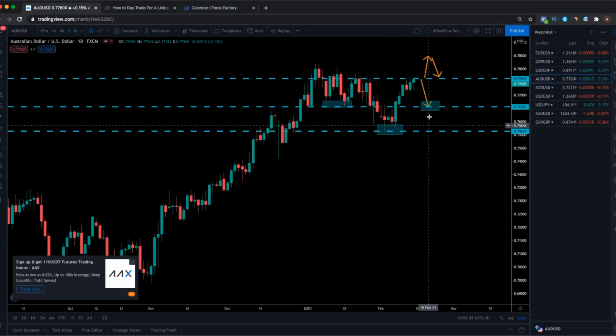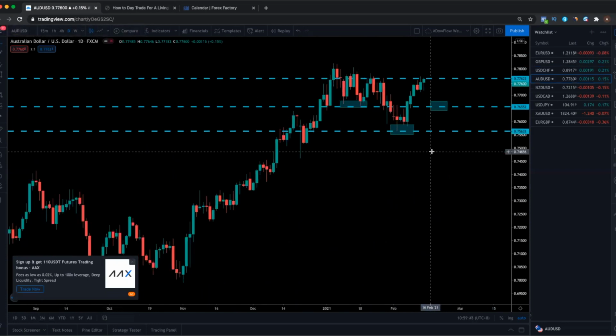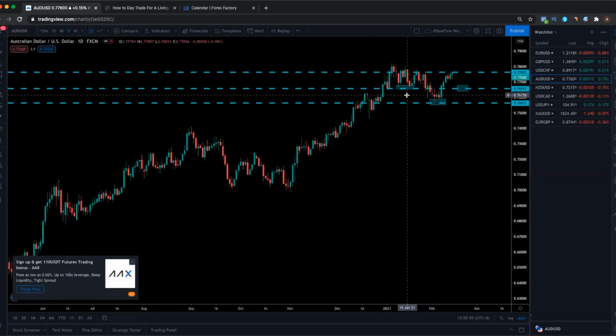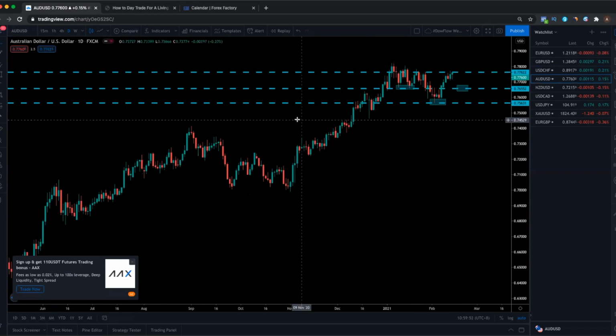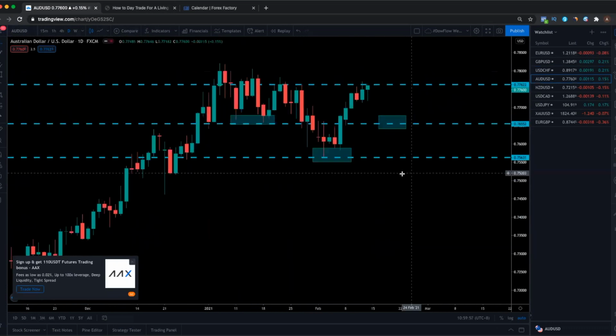Now let's move on to Aussie dollar. Just clear this first so it's easier. Okay, Aussie dollar, the long-term trend is up. So market condition, long-term trend is up. You have a high, you have a low, you have a higher high, higher low. So it's very clear up.